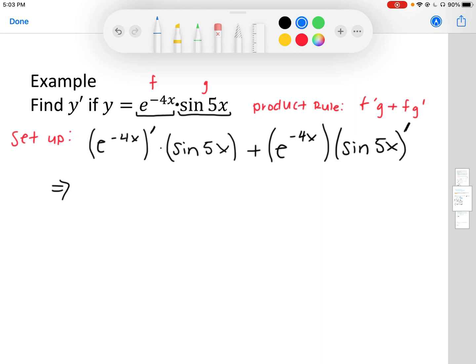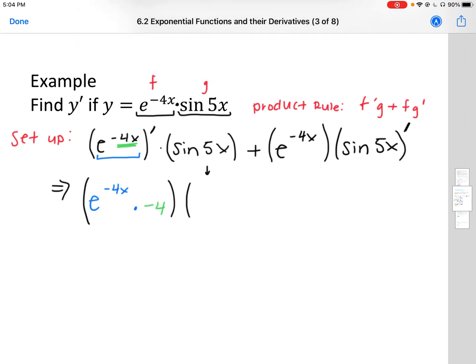So for the first one, the derivative of anything with e is itself. So we first have e raised to negative 4x times the derivative of the exponent. So what's the derivative of negative 4x? That would just be negative 4, right? That's our first part. That second one, we just bring it down. It's the same thing. Sine of 5x.